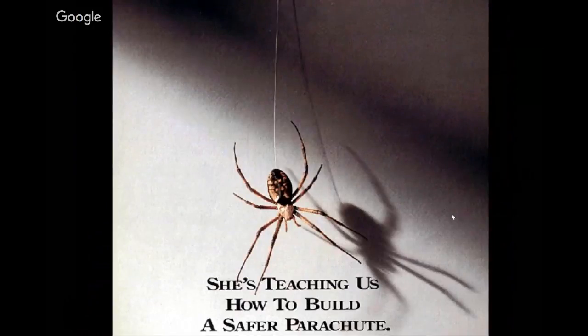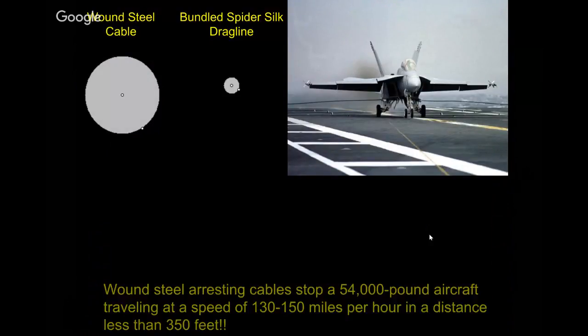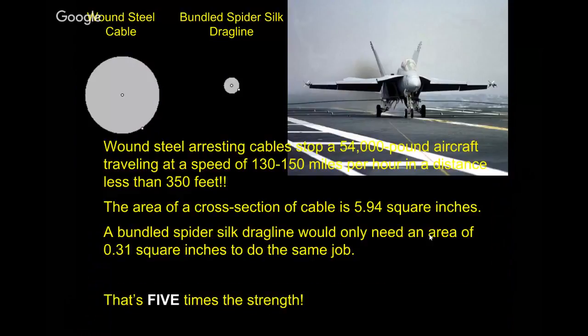Here's one from an old magazine advertisement. The spider is teaching us how to build a safer parachute. The spider silk is an amazing material that we are currently trying to study and copy. Here's why. When you land a jet on an aircraft carrier, you've got a really serious problem. The runway is way too short.